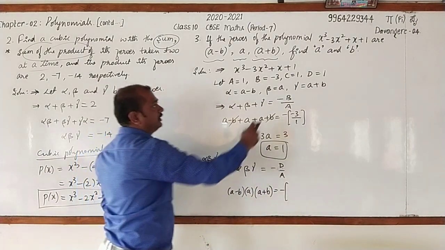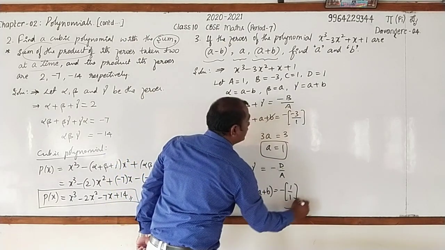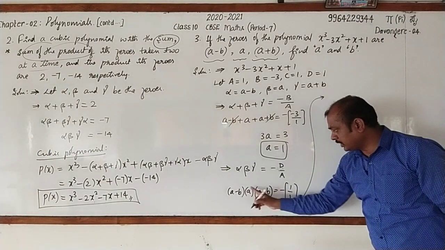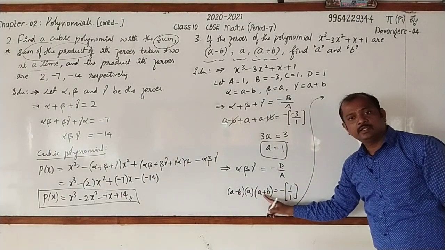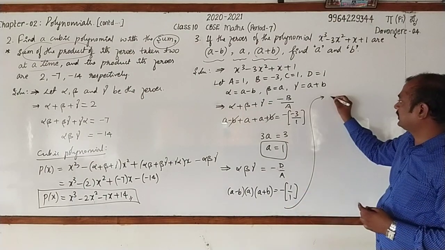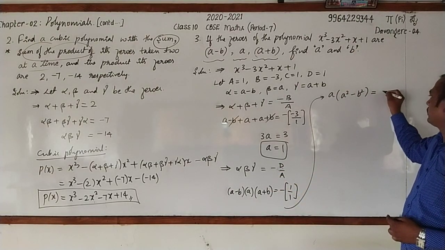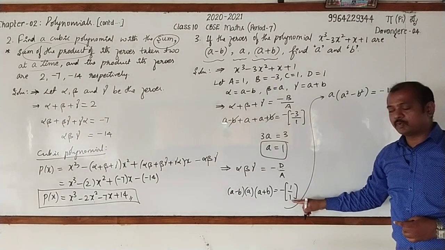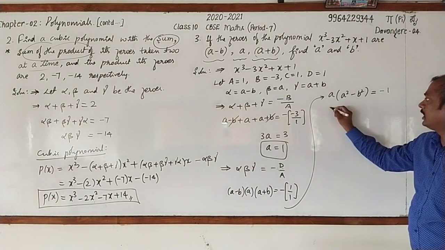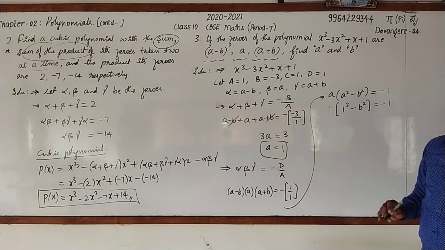What is capital D? It is 1. A is also 1. Observe. I am going to continue that here. You can observe that a minus b is there, and here a plus b is there. They form an identity. What is that? A square minus b square. Here I will write a into a square minus b square. This is equal to 1 by 1 is 1 minus 1. What is a? We have already found out that it is 1. I will substitute 1 into 1 square minus b square. It is equal to minus 1.